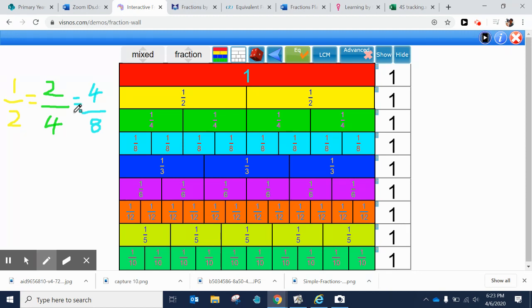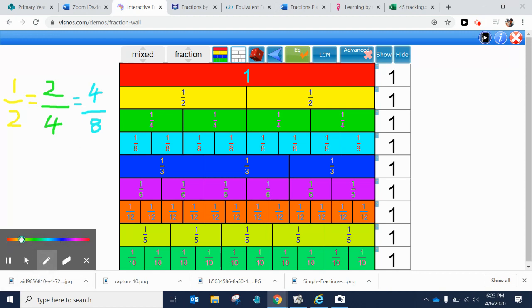When you're finding equivalent fractions, and this is really, really important to remember, whatever you do to the top, you have to do to the bottom. I'm going to show you what I mean. Let's stick with a half.